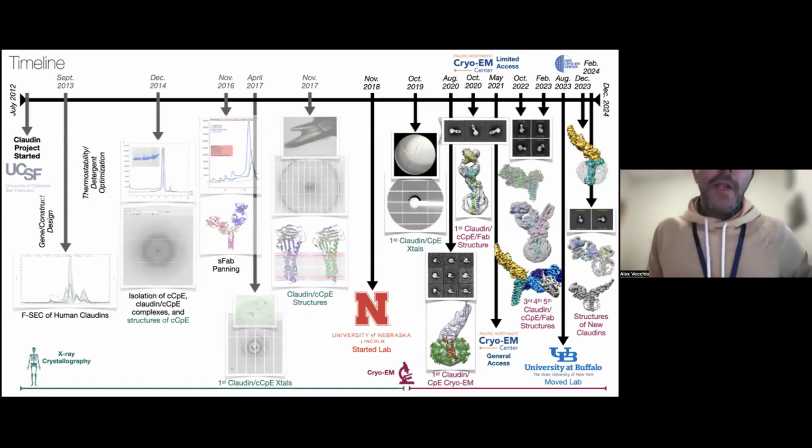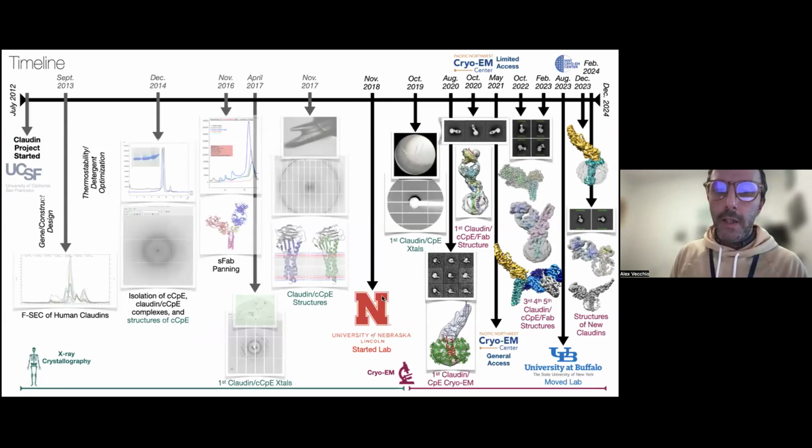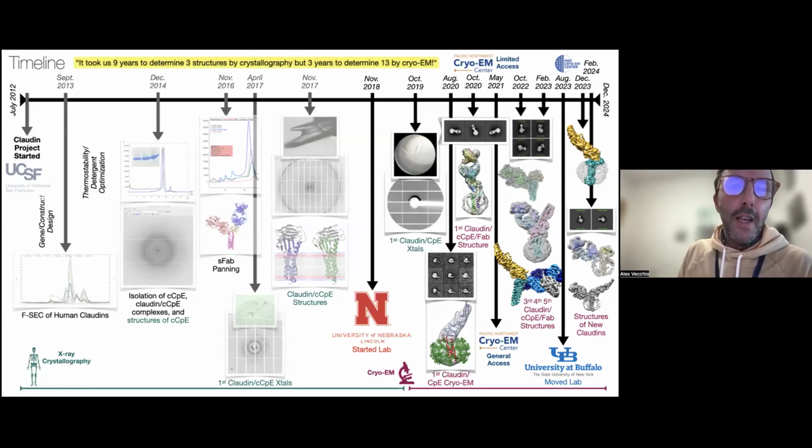So let's bring you up to date based on what I talked about in 2018. I told you that it took 5 to 9 years to get 3 structures via X-ray crystallography. Once we started doing cryo-EM, the first one came, even though it was lowest resolution, in about October 2020. And then once we learned cryo-EM from our limited access and then general access proposals at PNCC, and started to acquire this training by the NSF EPSCoR grant, the structures started coming basically anytime we wanted to put a complex on a grid.